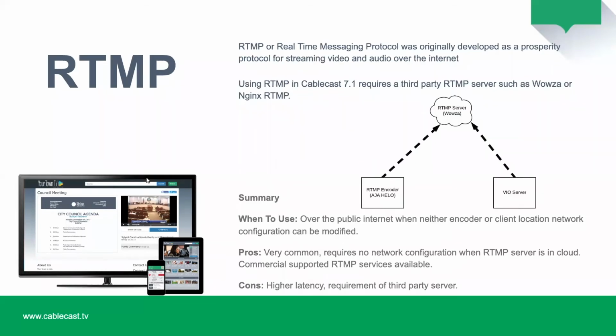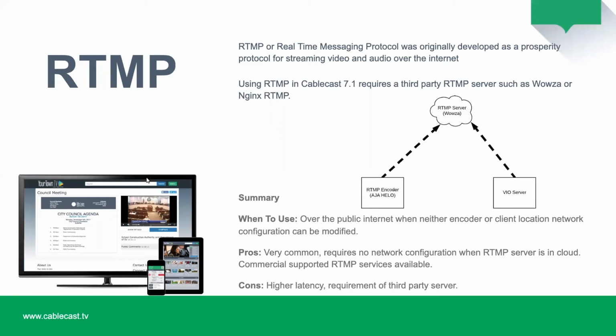So our next one is RTMP. RTMP stands for Real-Time Messaging Protocol. It was originally developed as a proprietary protocol for streaming video and audio over the internet. Now, there is a limitation and a requirement with RTMP. For using RTMP in Cablecast 7.1, this will require a third-party RTMP server, such as Wowza or Nginx RTMP. So the way that it works, and you can see in our little diagram here, is the RTMP encoder, for example, like an AJA Helo, will go up to your Wowza server, and it's stored there.